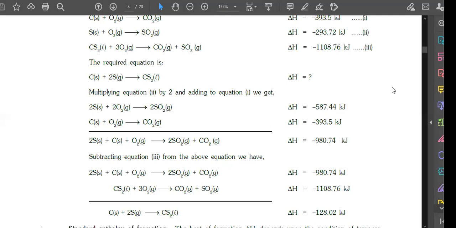Okay? See your answer. That's what we did. Right? I explained this in a single step. Right, everyone? This is what we did. So the answer is minus 128 kilojoule. Everyone got this? Tell me.